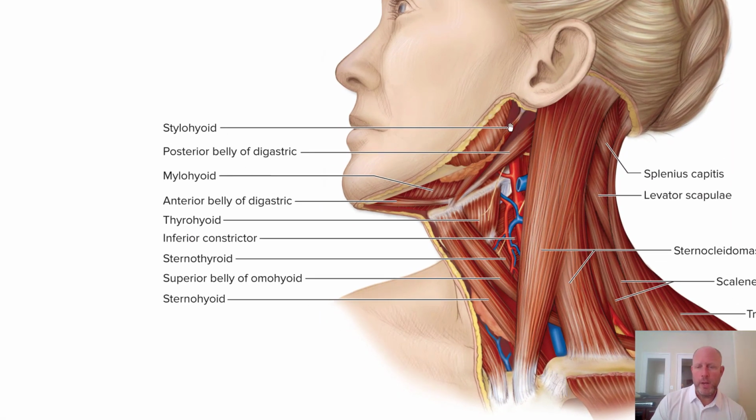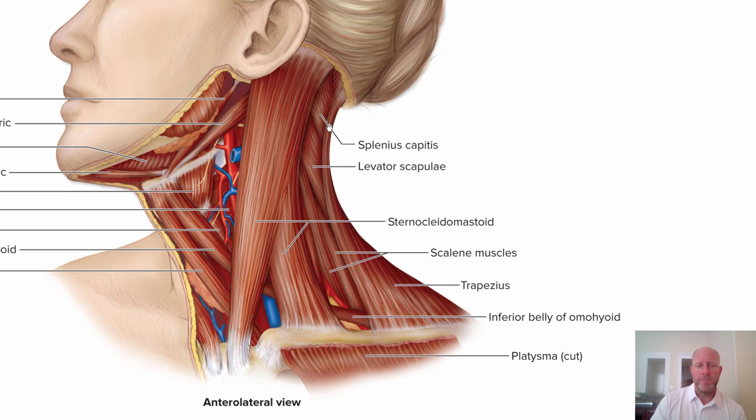So here we have our stylohyoid, our posterior belly of our digastric, our mylohyoid, our anterior belly of our digastric, our thyrohyoid, our inferior constrictor here, our sternothyroid, our superior belly of our omohyoid, and our sternohyoid. Then I have our splenius capitis, our levator scapulae, our sternocleidomastoid here, our scalene muscles, our trapezius, our inferior belly of our omohyoid, and our platysma, which is cut here.